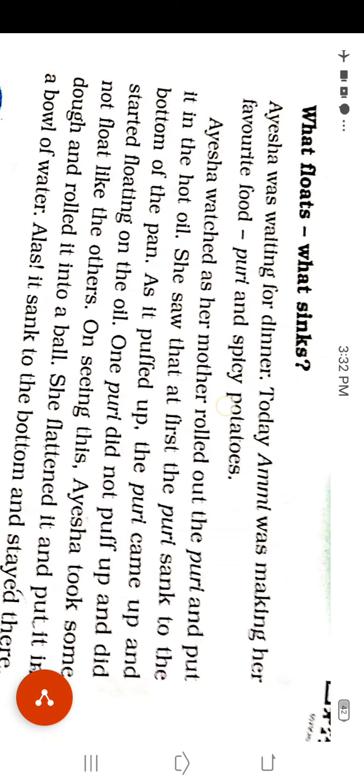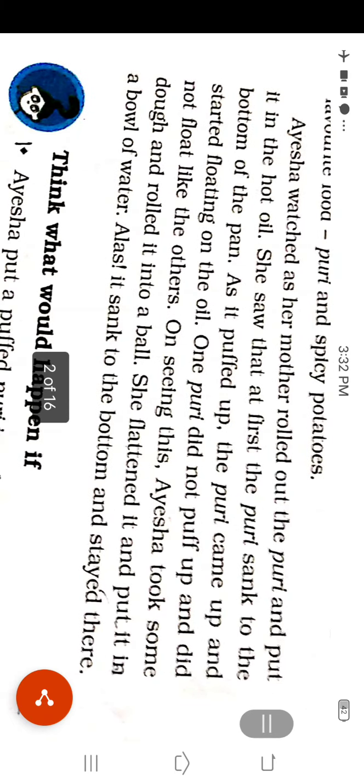Aisha was waiting for dinner. Today Ammi was making her favorite food, puri and spicy potatoes. Aisha watched as her mother rolled out the puri and put it in the hot oil. She saw that at first the puri sank to the bottom of the pan. As it puffed up, the puri came up and started floating on the oil. One puri did not puff up and did not float like the others.